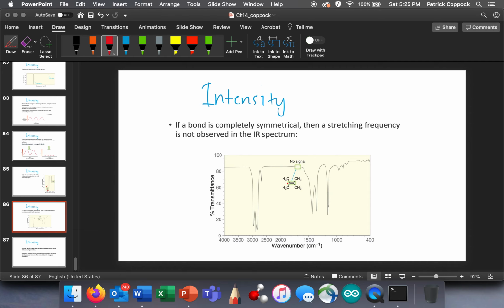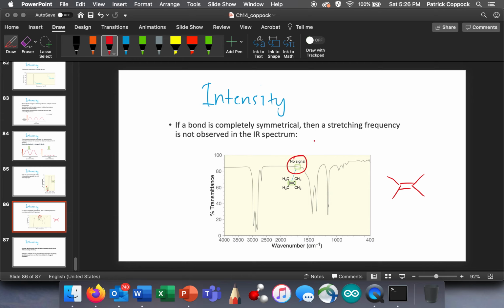With the polarity, if a bond is absolutely symmetrical, then there's not going to be any signal at all. This can be maddening, right? If you have some structure that looks like this, and you're like, oh wow, I'm going to have a carbon-carbon double bond, I'm going to have some signal where carbon-carbon double bonds are. Well, it turns out, since it's not polar, you're not going to have anything, right? Not polar at all.